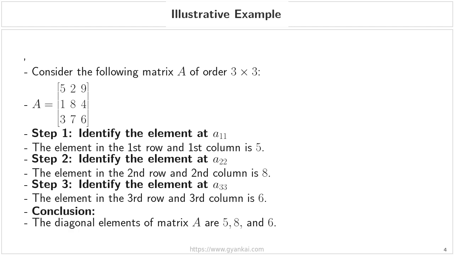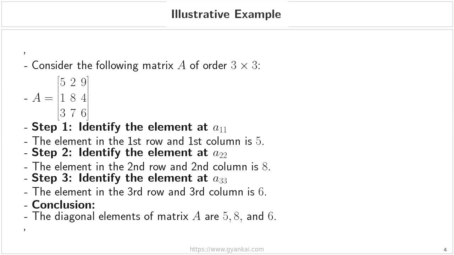In conclusion, by following these steps and selecting only the elements where the row and column indices are identical, we find that the diagonal elements of the matrix are 5, 8, and 6. This exercise demonstrates exactly how the principal diagonal runs from the top left to the bottom right of a square matrix. Real-world analogy.